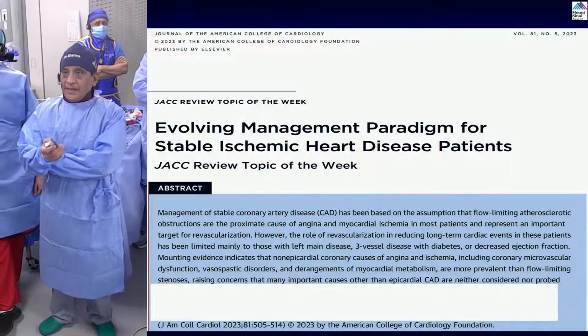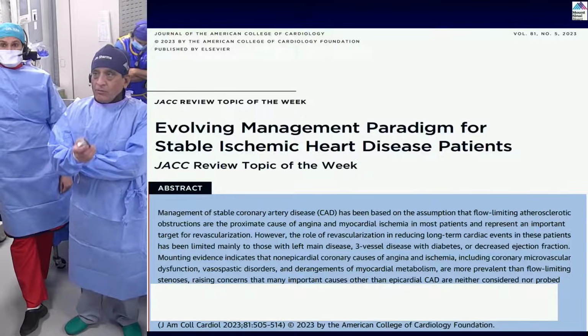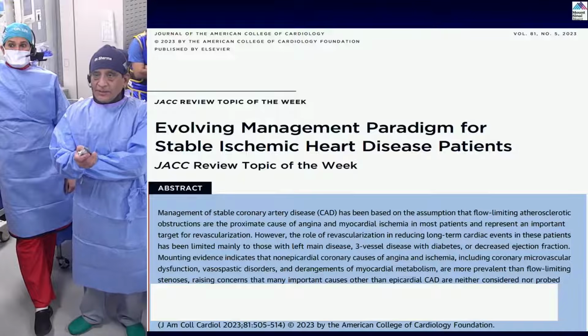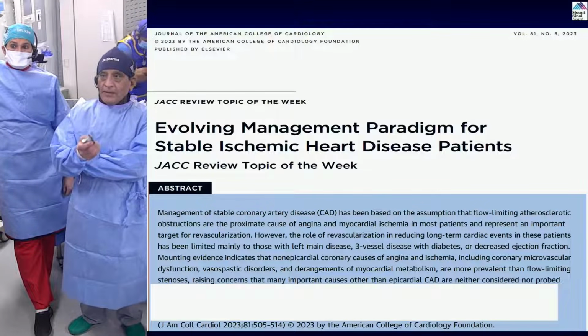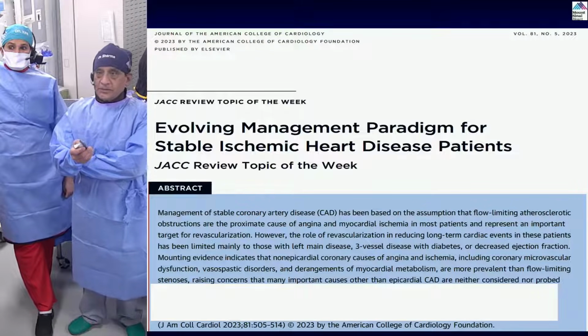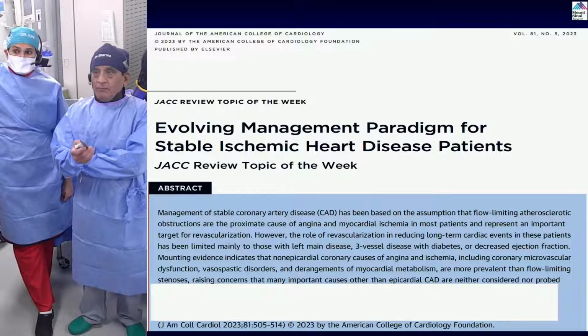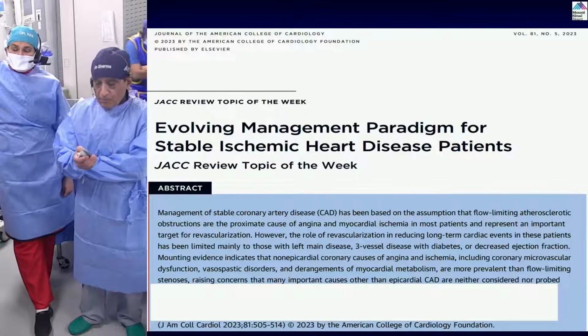Mounting evidence indicates that non-epicardial coronary causes of angina and ischemia, including coronary microvasculature dysfunction, vasospastic disorder meaning vasospasm, and derangement of myocardial metabolism, are more prevalent than flow-limiting stenosis, raising concern that many important causes other than epicardial CAD are neither considered nor probed diagnostically.